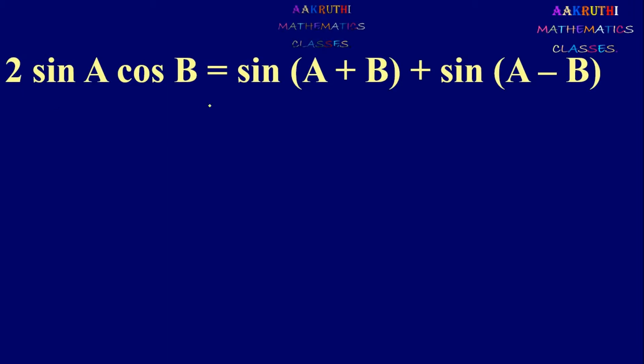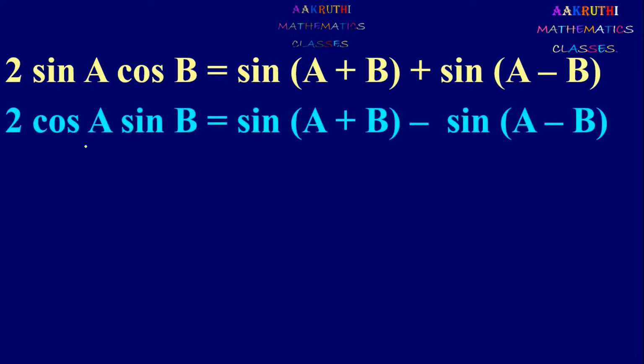So 2 sin a cos b equals sin(a+b) plus sin(a-b), and 2 cos a sin b is sin(a+b) minus sin(a-b). If we get sin and cos, here it is addition. If we get cos and sin, here it is subtraction of sin and sin.